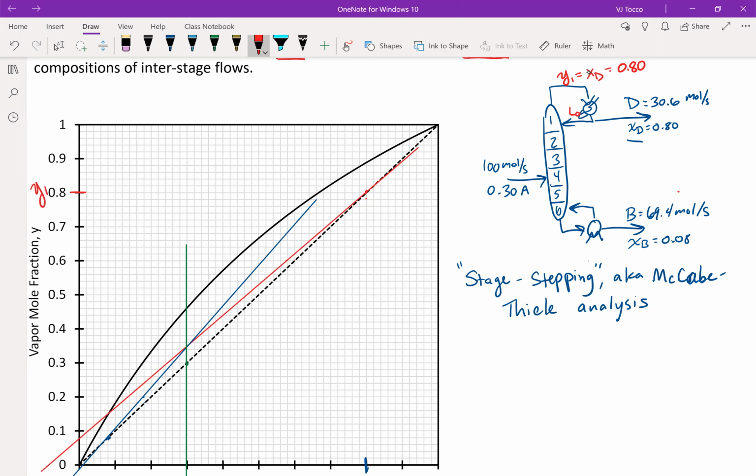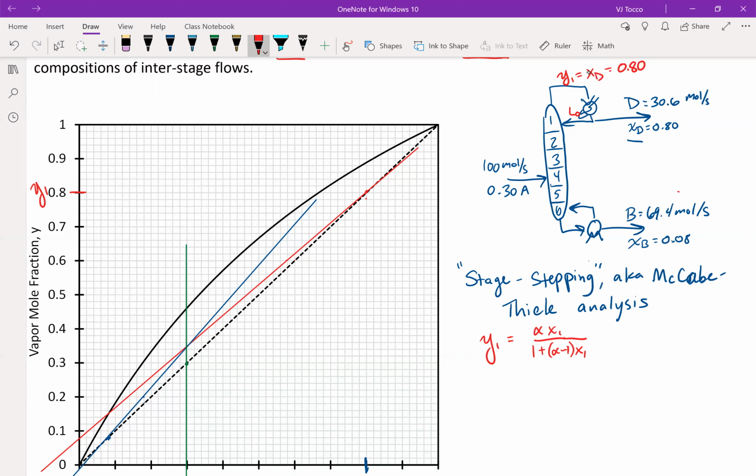All right, so I know that Y1 comes off of stage 1, and if I were doing this algebraically, the next thing I would do is say that Y1 is related to X1 with an equilibrium relationship. So what I did when I was solving it algebraically is I said, well, Y1 must be equal to alpha X1 over 1 plus alpha minus 1 times X1. And then when I was solving it algebraically, I had to solve this equation, which was kind of a pain. However, I already have the graphical analysis for it.